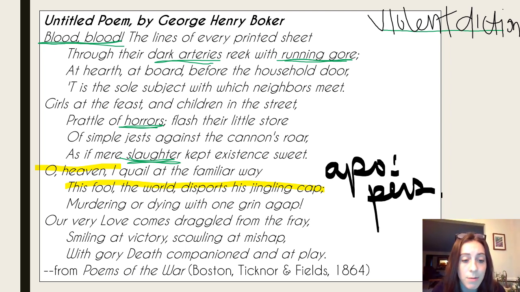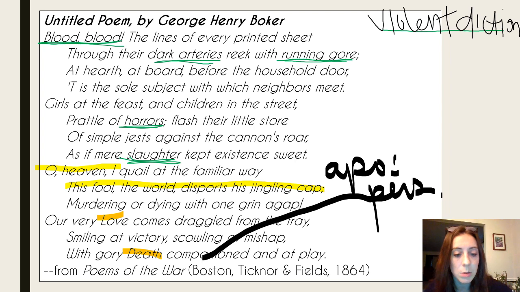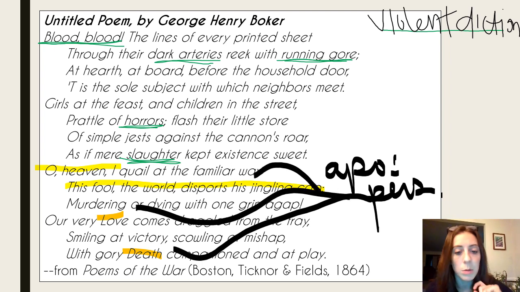"Our very love comes draggled from the fray, smiling at victory, scowling at mishap, with gory death companioned and at play." So it looks like at the end of my poem, I've got a little bit more personification. So I would maybe mark that, there we go. Yours is obviously going to be much neater than mine, because you'll be able to type up your legend and spend a little more time on it. This is just an example to show you how you could get started.